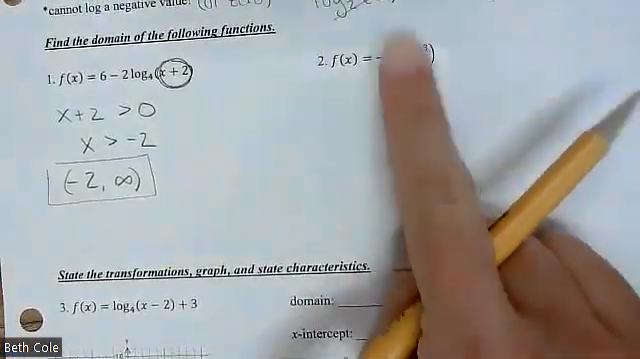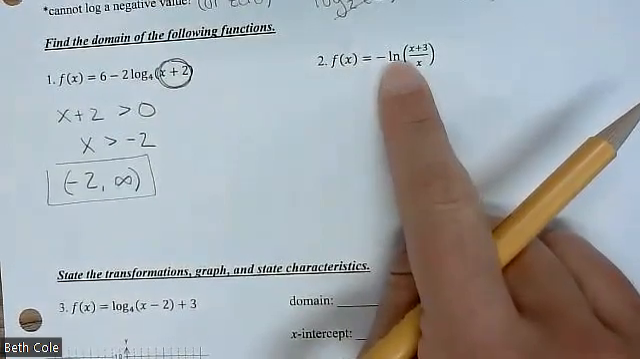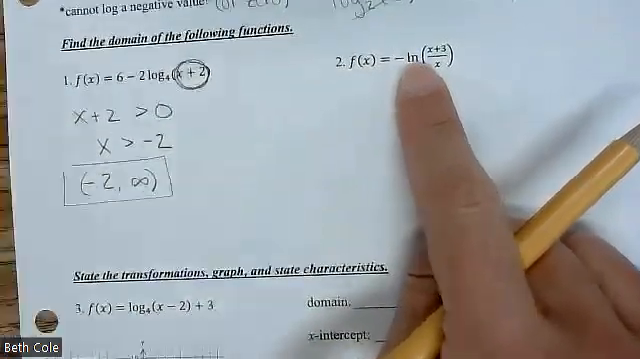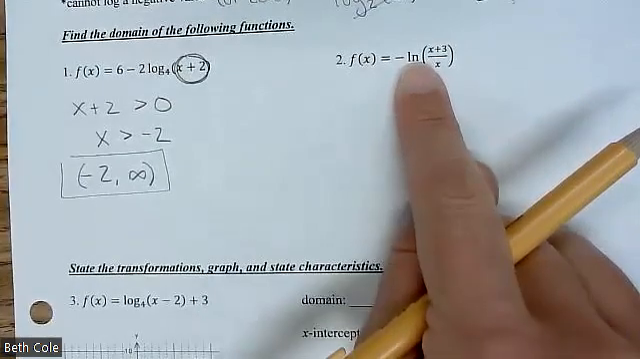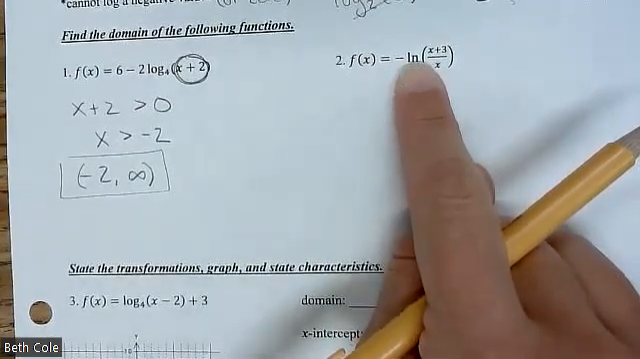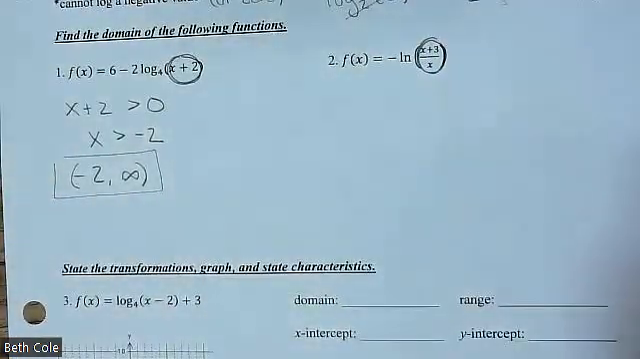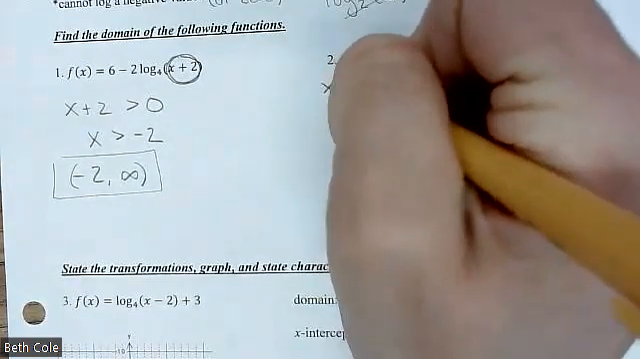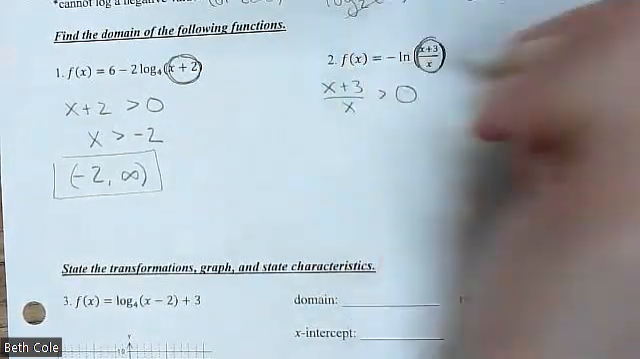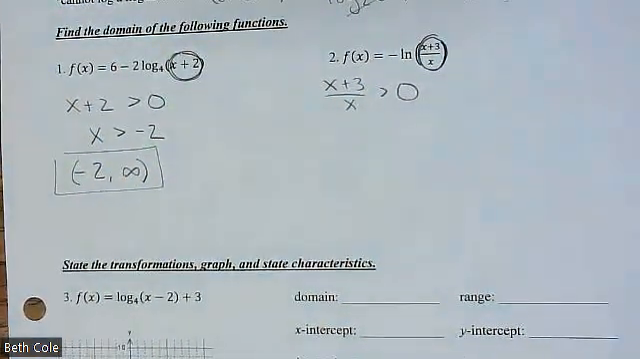For this one, what's the base number for ln? E, good. And about what is E? As long as you know it's 2.7, I'm happy. As long as you know it's a number, actually, I'm happy, but it's about 2.7, okay? So you're going to take what's inside the logarithm, the x plus 3 over x, and say, all right, that's got to be bigger than 0.